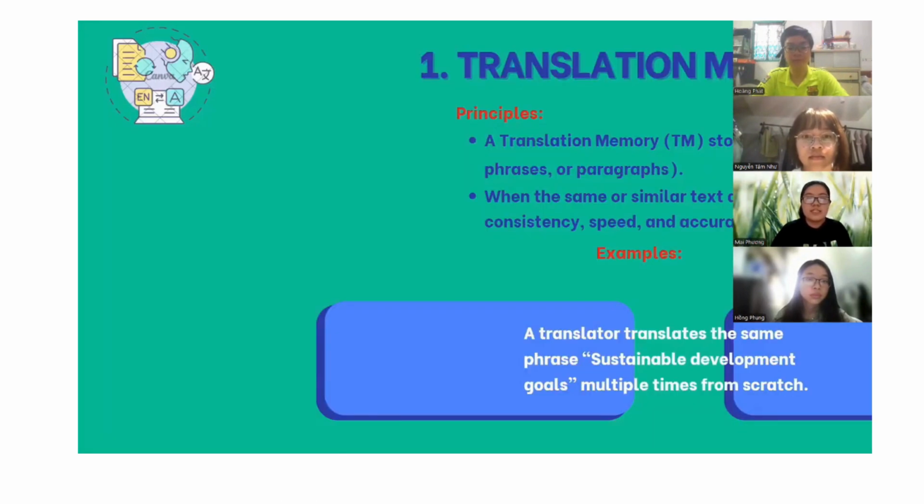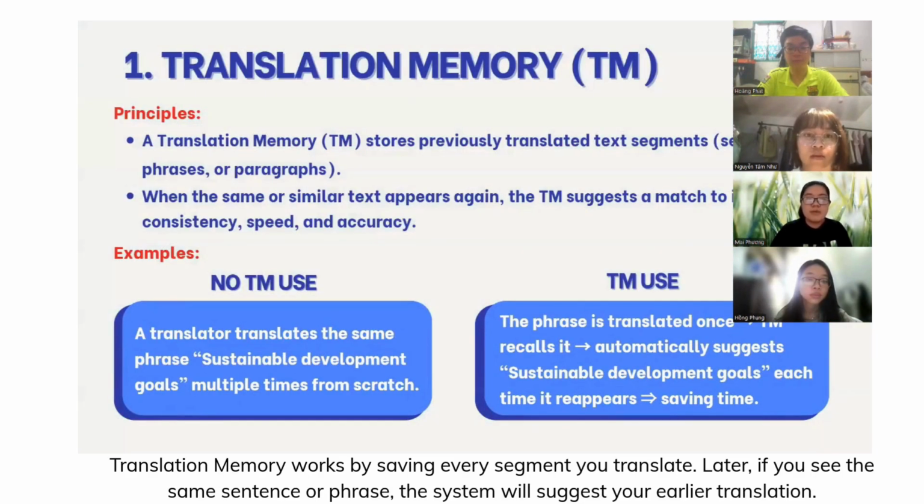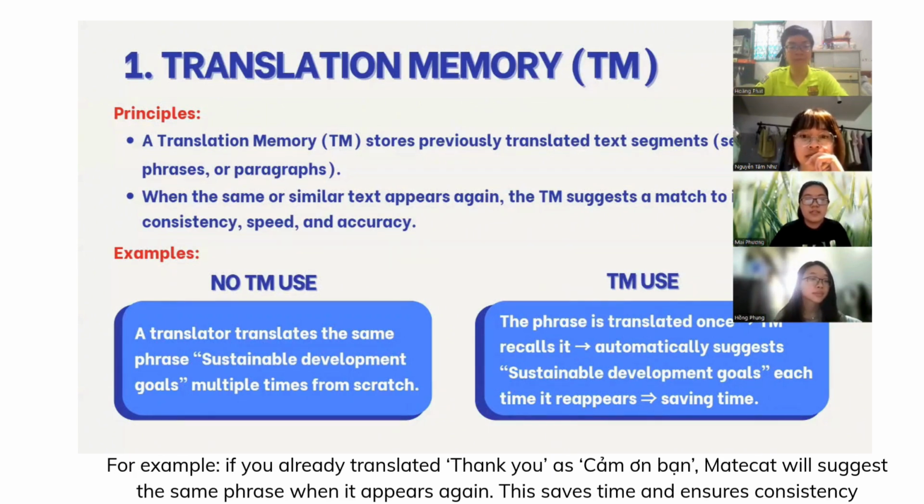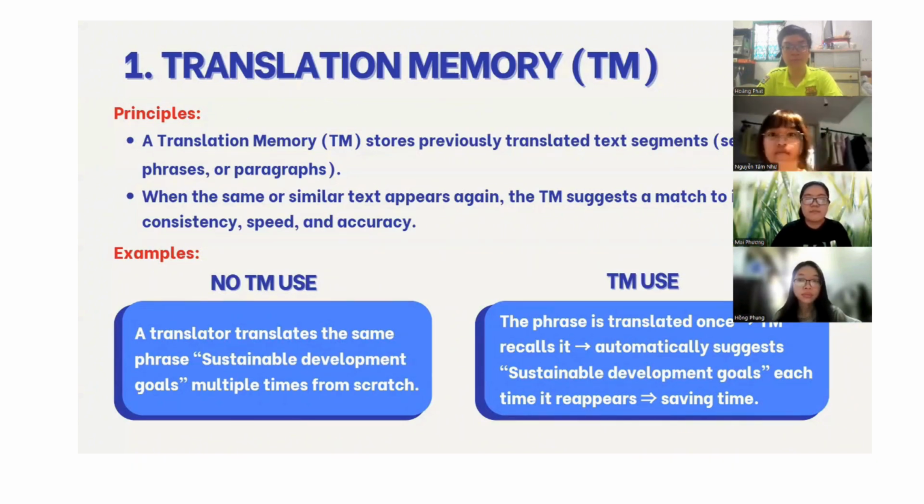First one, translation memory. Translation memory works by saving every segment you translate. Later, if you see the same sentence or phrase, the system will suggest your earlier translation. For example, if you already translated "thank you" as "cảm ơn bạn", Matecat will suggest the same phrase when it appears again. This saves time and ensures consistency.